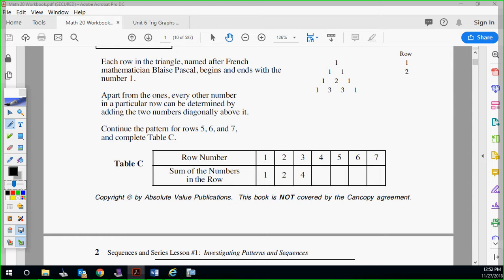Each row of the triangle is named after a French mathematician named Blaise Pascal. It's Pascal's triangle. It begins and ends with 1s. Apart from the 1s everywhere, every other number in a particular row can be determined by adding the two numbers diagonally above it. For example, if I want to know how I got 3, it's 2 plus 1 diagonally. That's how it's built.